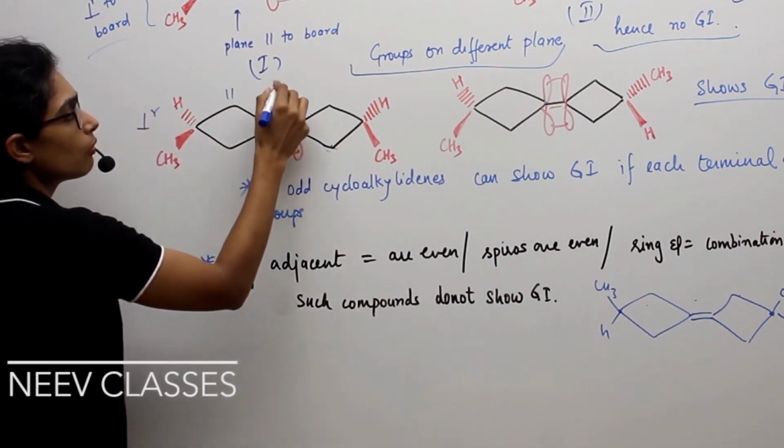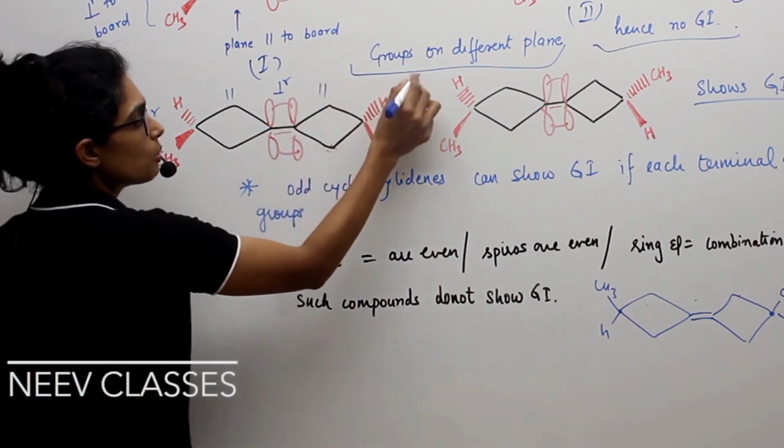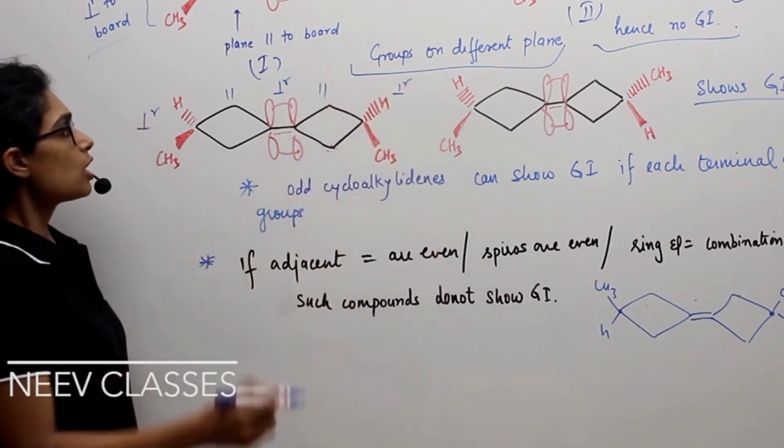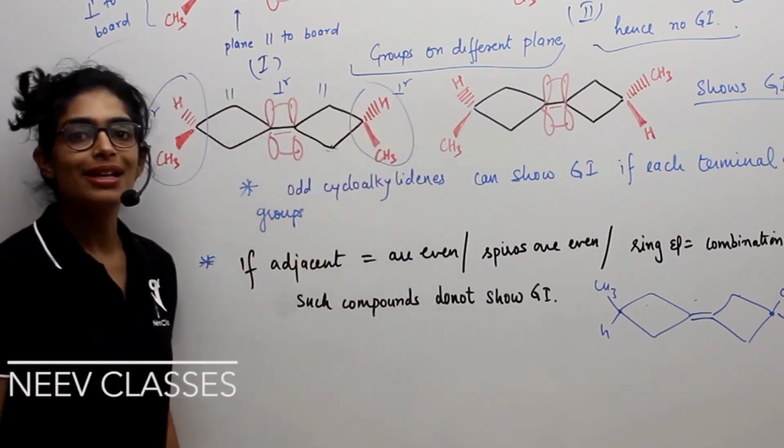The pi bond formed will be perpendicular. This will again be parallel, and this is going to be perpendicular. That's how the arrangement is going to be. So basically this set of groups and these set of groups are going to be in the same plane.